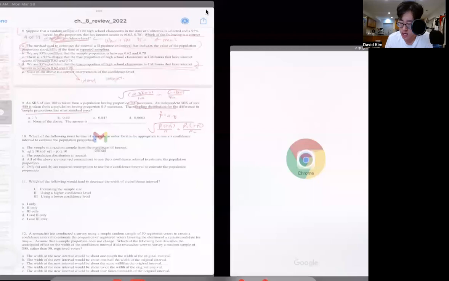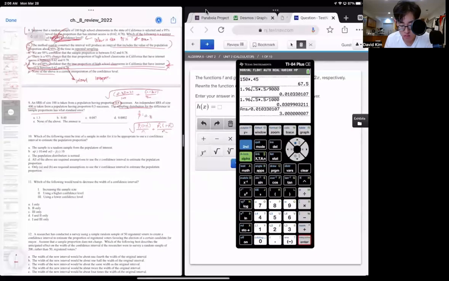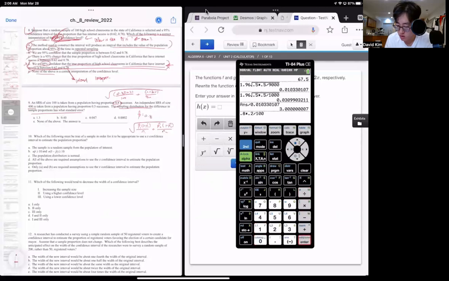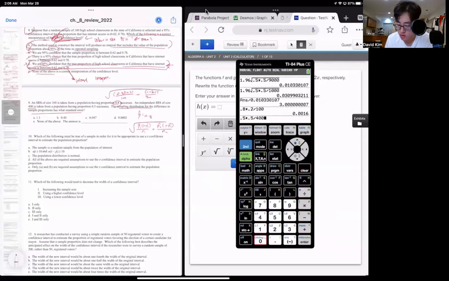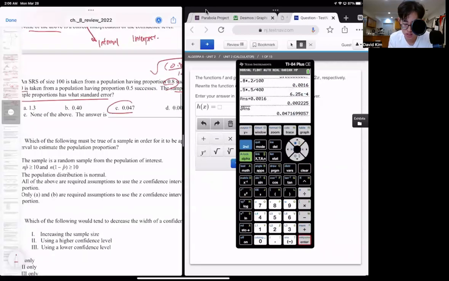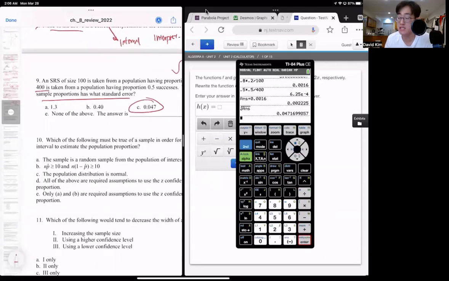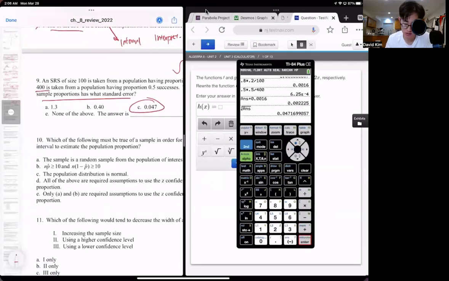So you would just go to your calculator. 0.8 times 0.2 divided by 100, plus, maybe I should just do this separately, 0.5 times 0.5 divided by 400. So I'm going to add that with this and then square root the whole thing. And then I basically get the answer, which is C, 0.047 for 9, and that should be correct.